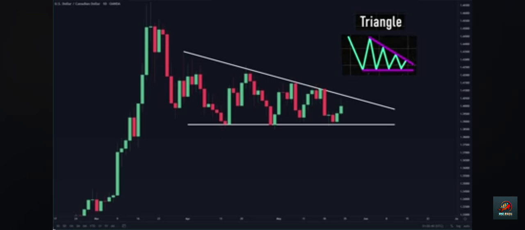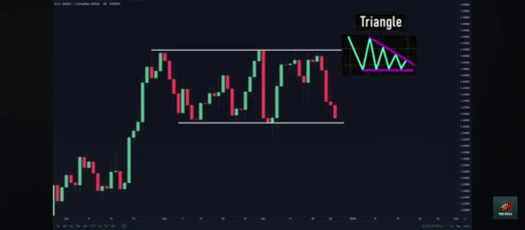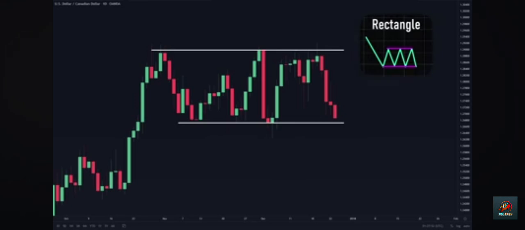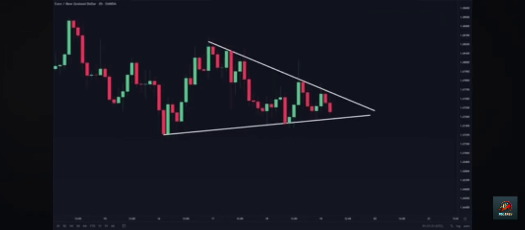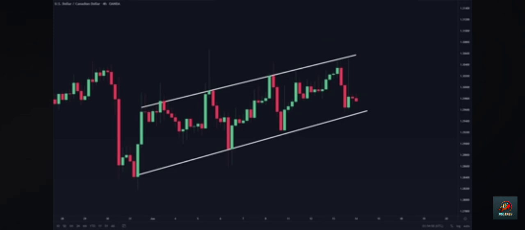So this concept also applies for other patterns as well. If you spot a support and resistance level, then it's a rectangle pattern. If you spot two opposite trend lines, it's a pennant. If you found two trend lines that are heading in the same direction, it's a flag pattern. And so, by knowing this key concept, you don't even need to memorize the name of the patterns.